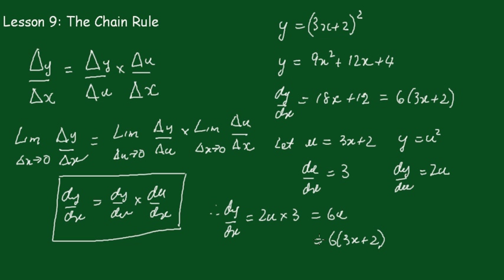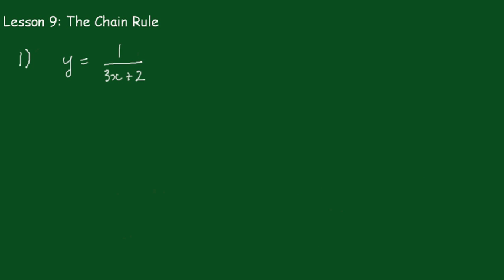Now you can see in this case, we didn't really need to use the chain rule. We could use it, but in the next example, I'll show you a very good application of the chain rule. Now, in this case here, you can see it'd be impossible to work it out without the chain rule. So let's have a look what we do. First up, I'll write this in index form. I'll write this as (3x plus 2) to the negative 1.